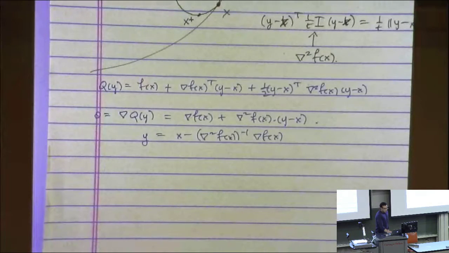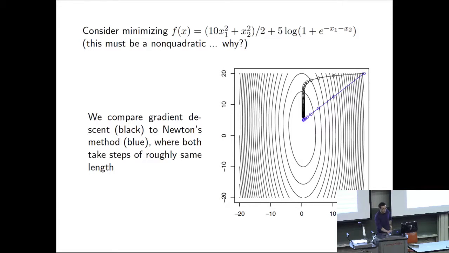Okay, so it's a very basic interpretation of Newton's method. And I'll illustrate on a very simple example what this looks like. I think it's actually quite interesting to see just how different this can be. I chose this function to minimize in 2 dimensions: 10 times x1 squared plus x2 squared, this whole thing divided by 2, plus 5 log of 1 plus e to the minus x1 minus x2.